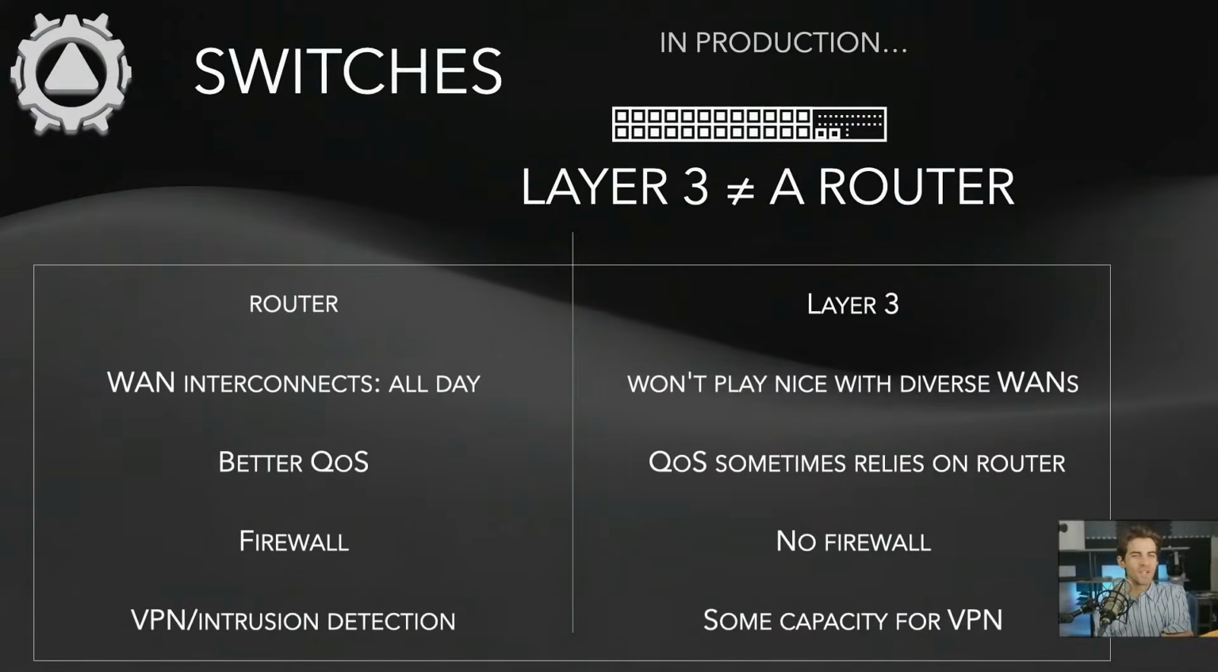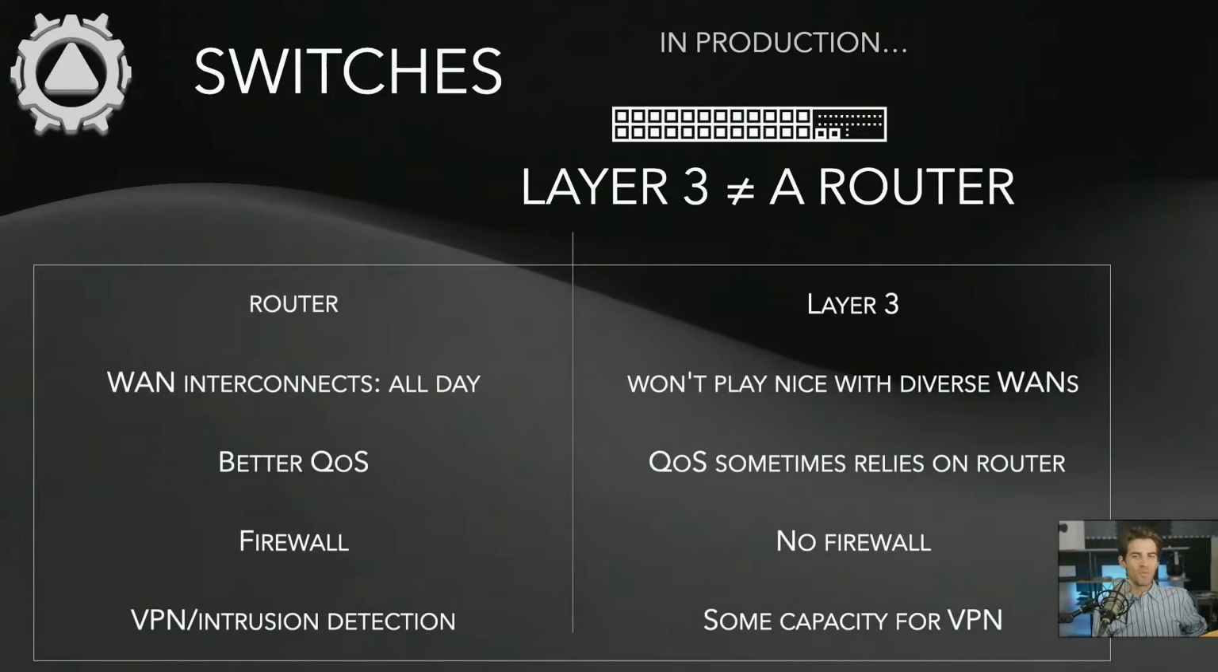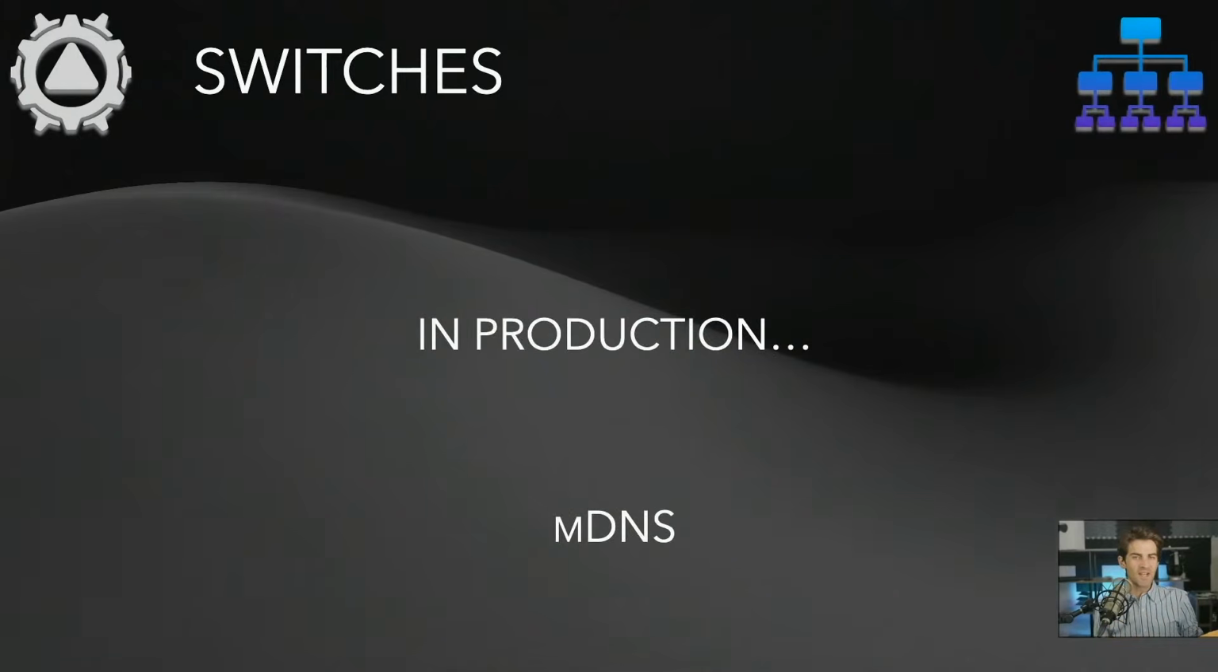Last, of course, VPN intrusion detection. Yeah, some layer 3 switches have the capacity for that, but not really. We will leave it at that. Let's take another example. In production, mDNS.